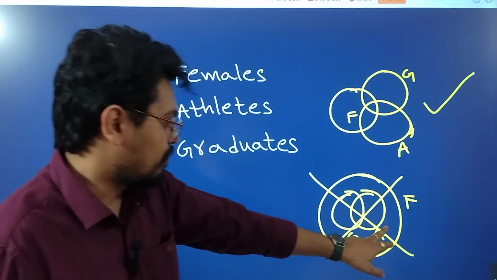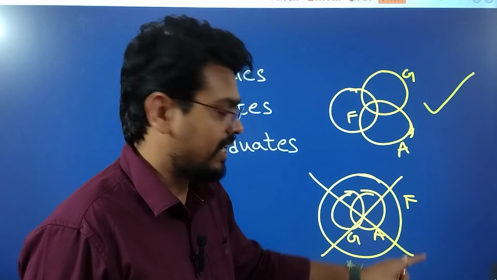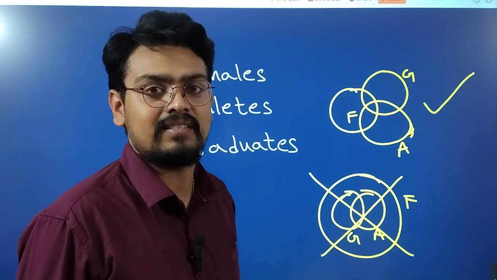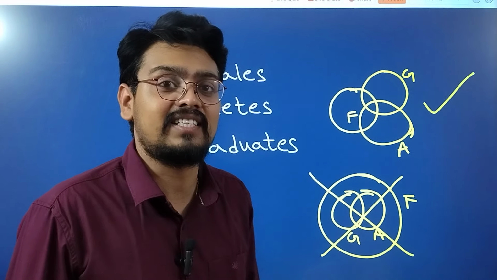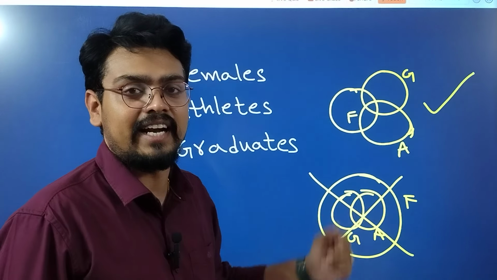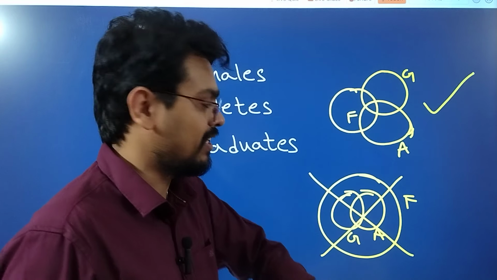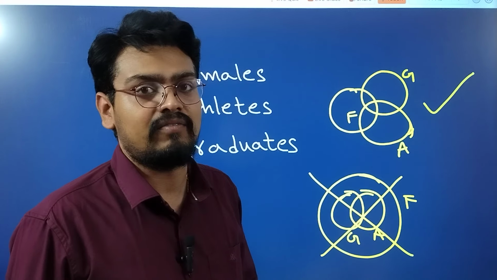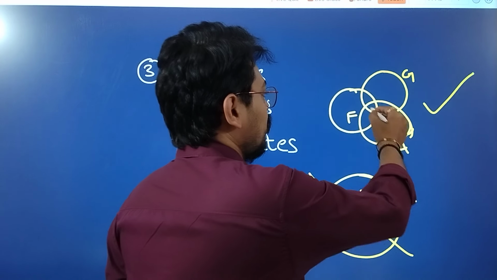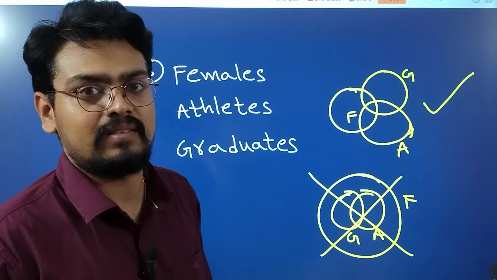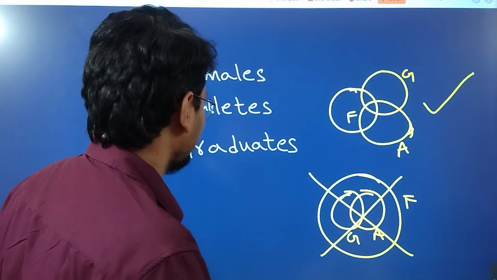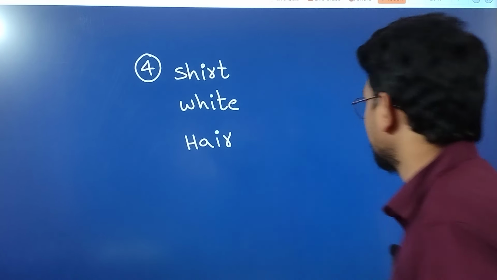Why? Because you are bringing the entire graduates and the entire athletes under females. No, there are males and even transgenders in athletes and graduates. So that's why we must not bring the total category under females. We have to bring only the interlink, or just the relation among these. Clear? Now, the next question.